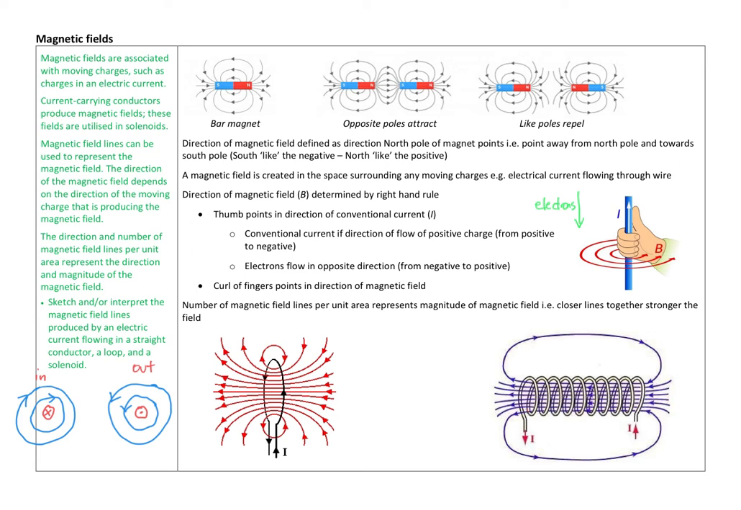And then if you think about it at the back here, as it comes out, well, the thumb is pointing down, and the fingers are again going to be pointing across to the left here. So that's going to give us that shape of magnetic field.